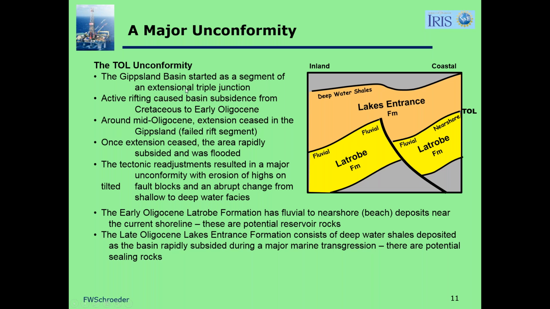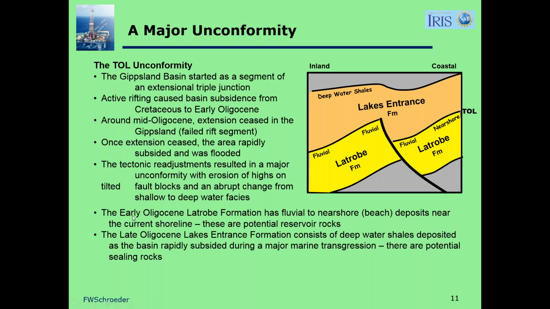So as I mentioned, Gippsland Basin was part of a triple junction. Active rifting ceased in the early Oligocene. This failed rift sank very rapidly. We had rapid subsidence and flooding, and later on we had some tectonic readjustment.